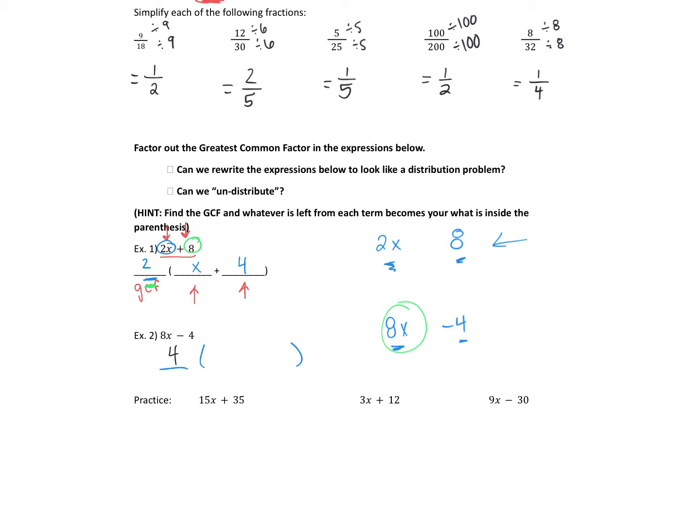Now, what do I need to multiply 4 by to get 8x? I know that 4 times 2x would give me 8x. Then what do I need to multiply 4 by to get negative 4? That's simple: 4 times negative 1 will give me negative 4. And that's how we factor out a GCF.